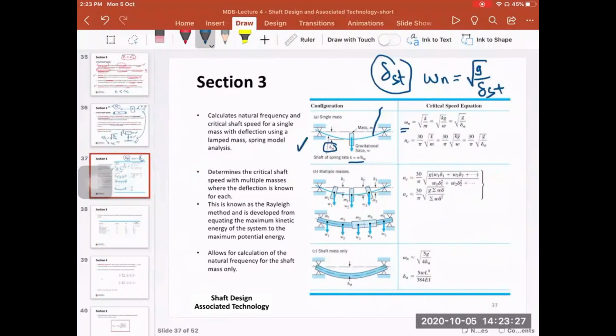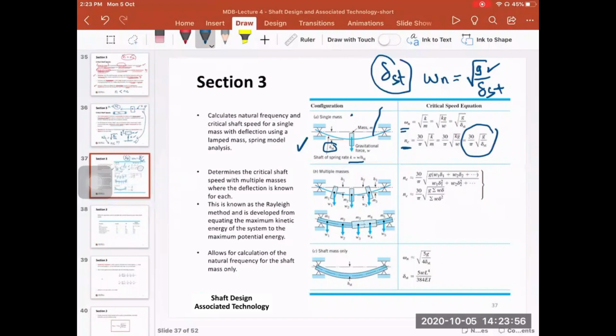Delta static here means the deflection that you calculate based on static loads. Once G is known and delta static can be calculated based on those theories, then the critical speed NC is equal to 30 over pi multiplied by root G over delta static. So if you know delta static, you can calculate the critical speed. But what if you have, for example, different masses?